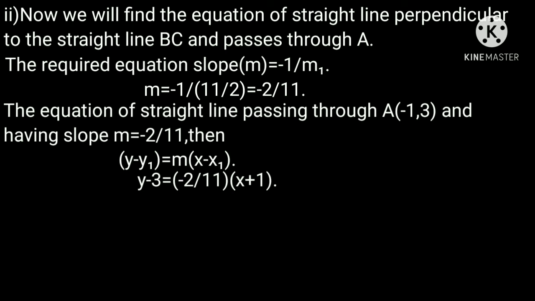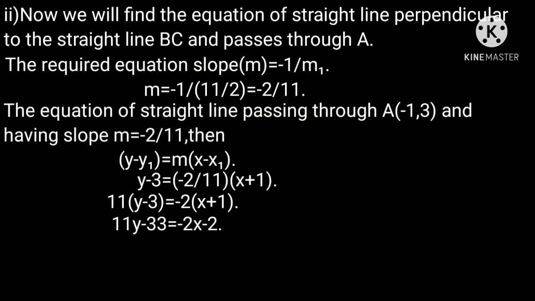After simplification, 11 into y minus 3 equal to minus 2 into x plus 1. After simplifying the above equation, 11y minus 33 equal to minus 2x minus 2. Taking all values to one side, 11y minus 33 plus 2x plus 2 equal to 0. After simplification, 2x plus 11y minus 31 equal to 0. This is the required straight line equation which is perpendicular to the line BC. This is our given problem solution.